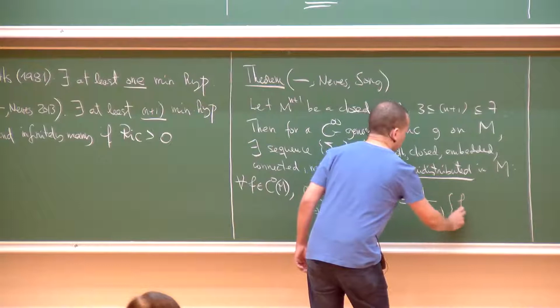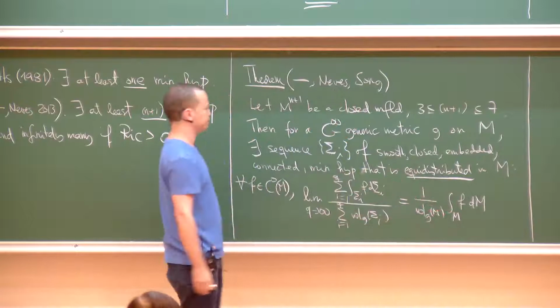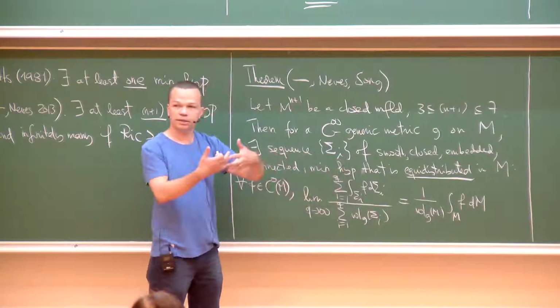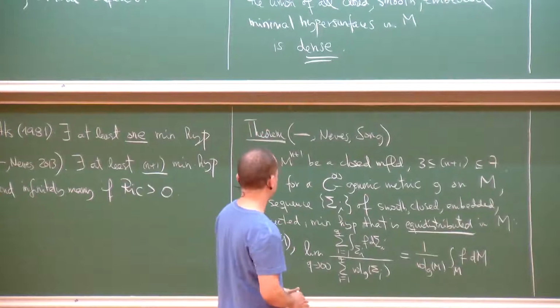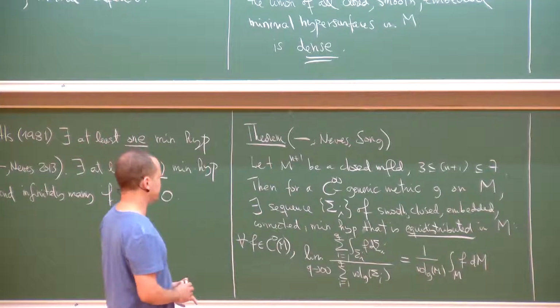Okay, so if I take the average of f over the first q minimal hypersurfaces, that average converges to the global average of f on M. And of course, this implies denseness, right? Because a sequence that omits an open set cannot be equidistributed. So this is stronger than denseness. In the paper, we actually prove somehow a stronger equidistribution property with respect to tensors, but for the purposes of this talk, let me just state this.